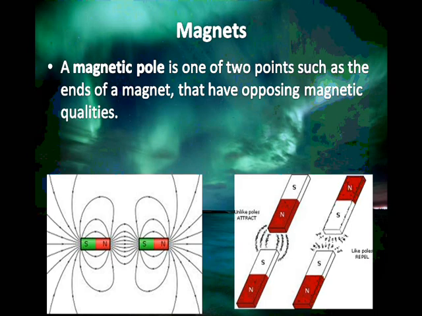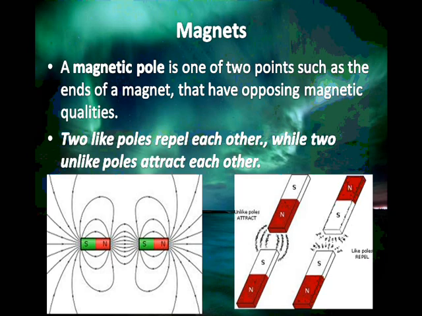So a lot of times bar magnets have the north and south pole on them. So a north and a south will attract, a south and a south will repel, or a north and a north will repel each other, just like opposites attract. You've got pictures at the bottom to also show you and illustrate this idea.